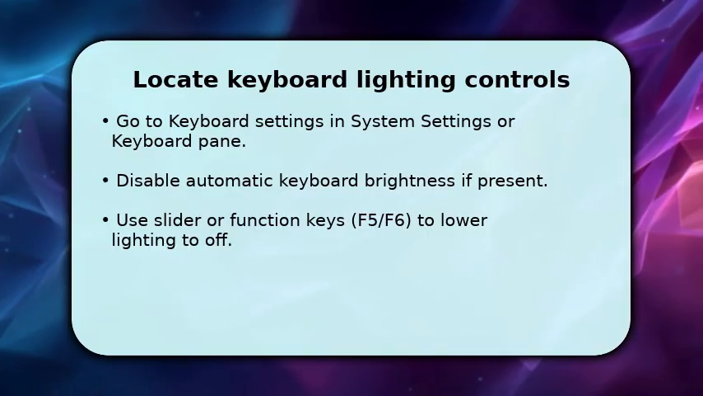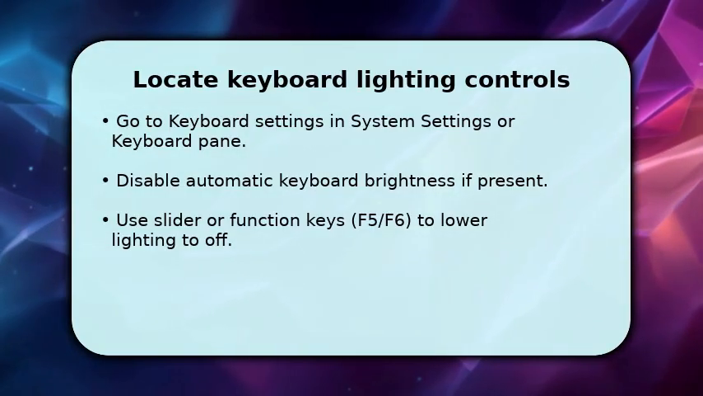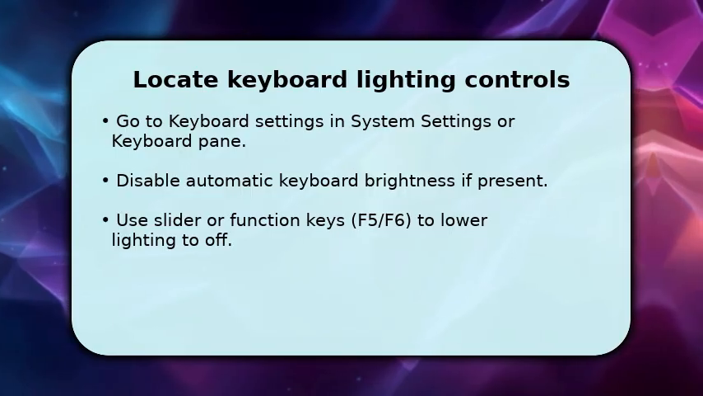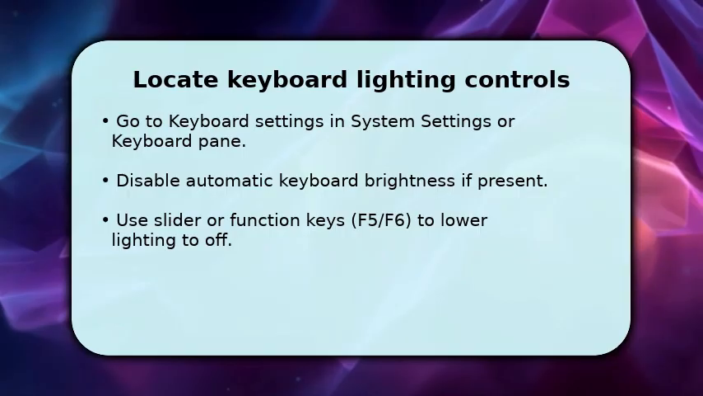You navigate to Keyboard Settings next. In System Settings, it may be under Keyboard, or in older Mac OS under Hardware Keyboard. Once there, disable any automatic keyboard brightness so the Mac won't turn lights back on based on ambient light.